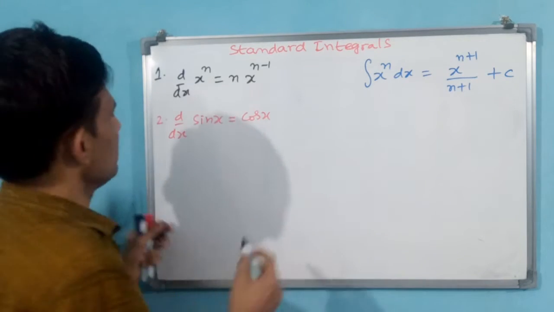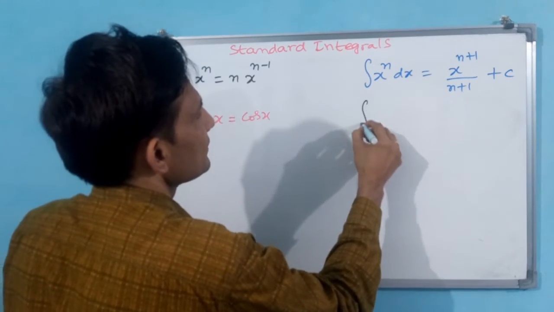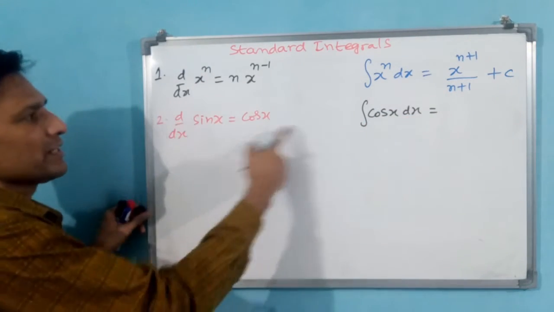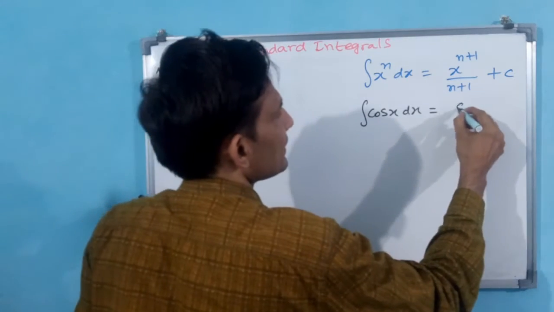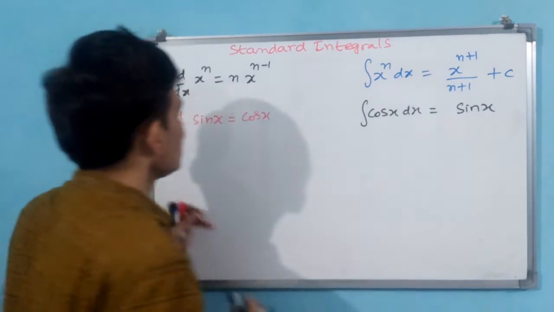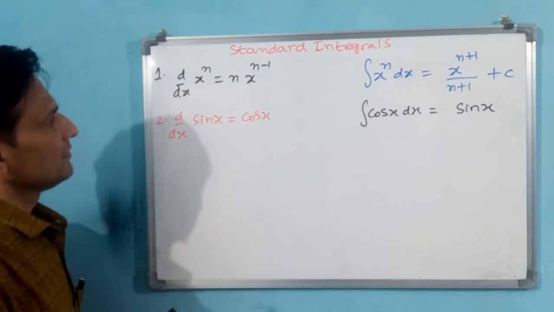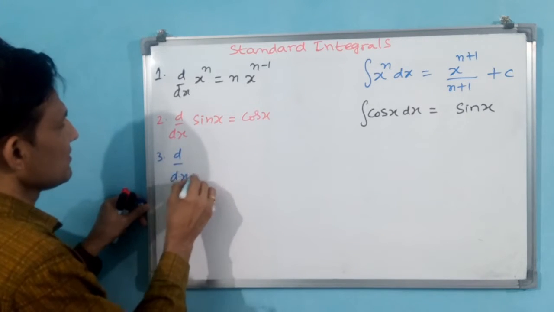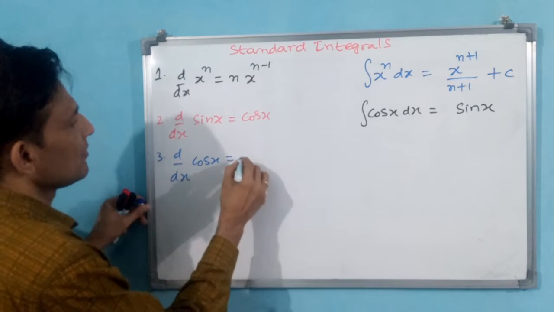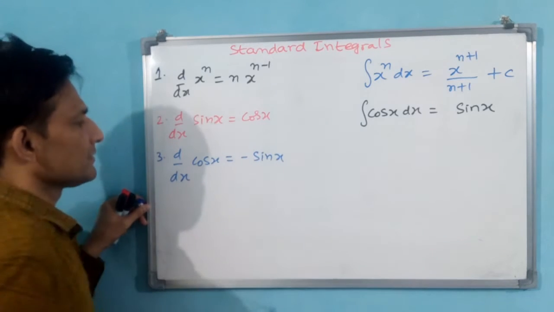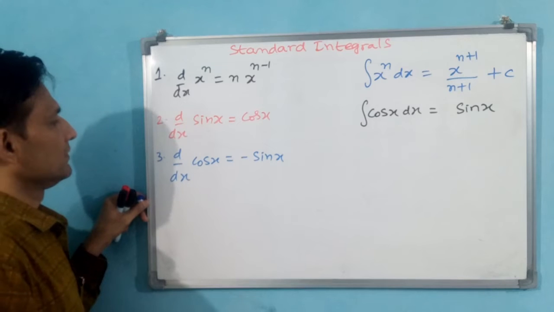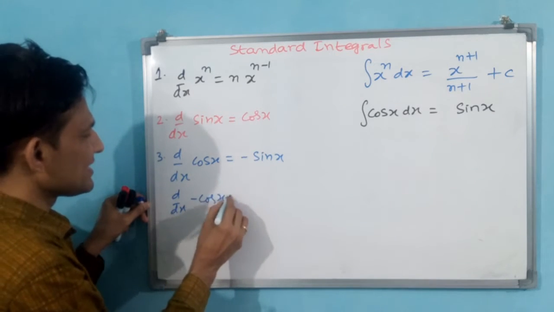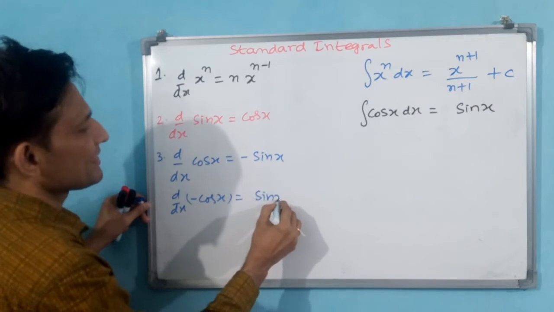What about integral cos x dx? Integral cos x dx is sin x. Then come for d by dx of cos x, which is minus sin x. Or else if I write d by dx of minus cos x, it is sin x, is it okay?